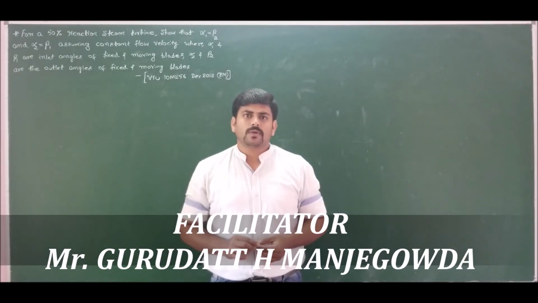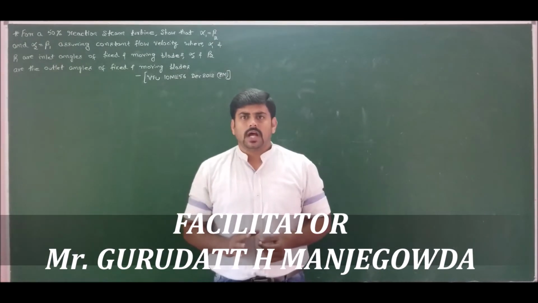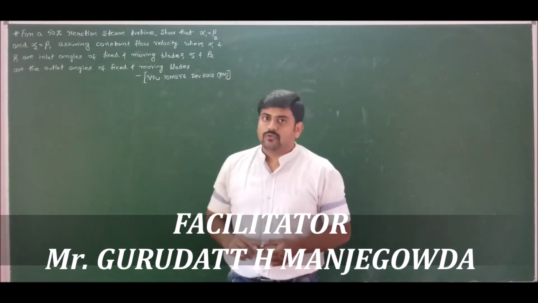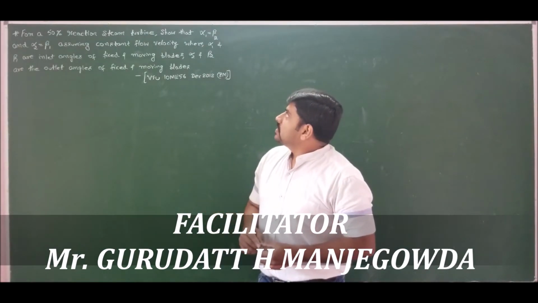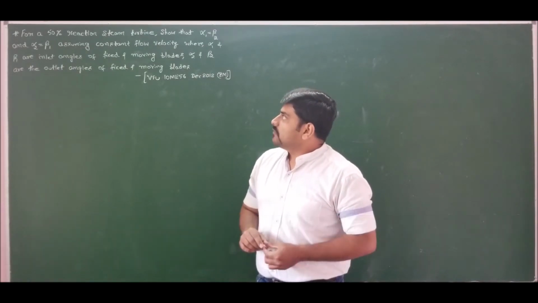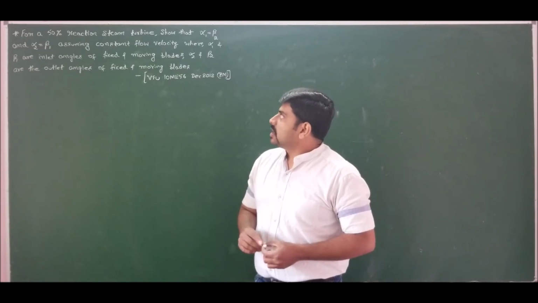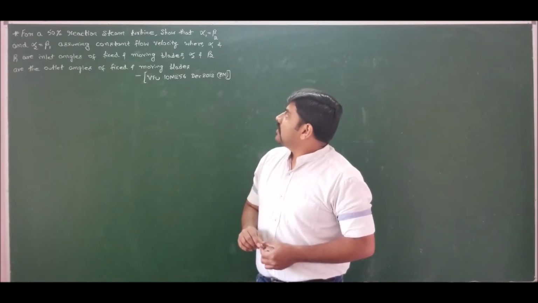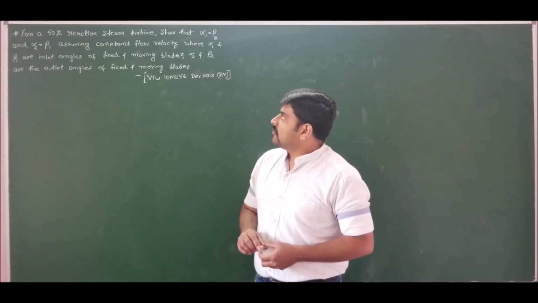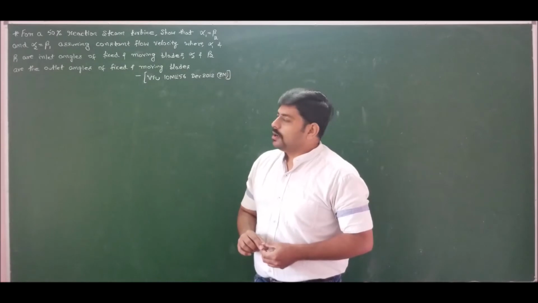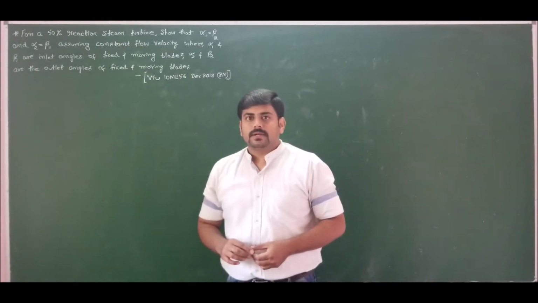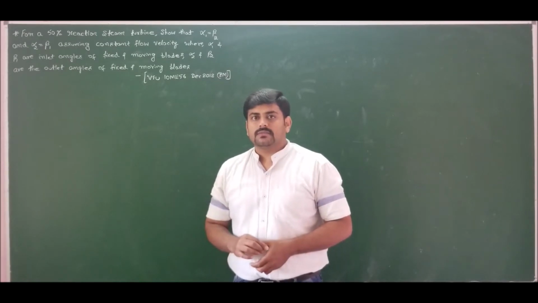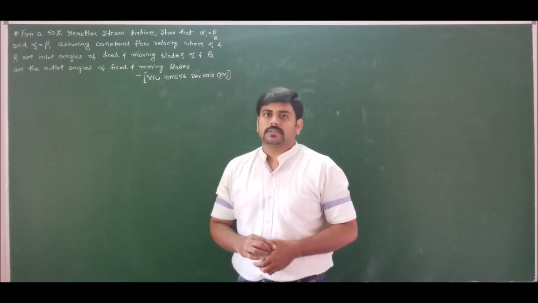Before heading to solve problems on steam turbines using graphical method, I want to prove a very important proof. That is, for a 50% reaction steam turbine, show that alpha 1 is equal to beta 2 and alpha 2 is equal to beta 1, assuming constant flow velocity, where alpha 1 and beta 1 are inlet angles of fixed and moving blades, alpha 2 and beta 2 are the outlet angles of fixed and moving blades. Let us prove it first, and later we will take up problems on steam turbines, which I will explain how to solve using graphical method.